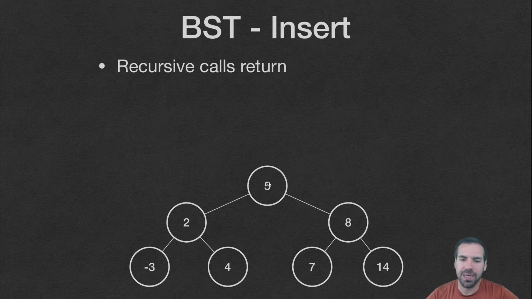Let's do one more for good measure. 3 less than 5, true. So we're thinking left. We see a node, so it's a recursive call. 3 less than 2, false. We're thinking right. We see a node, so we make a recursive call. 3 less than 4, true. We're thinking left. We see null, so we insert 3 right here.